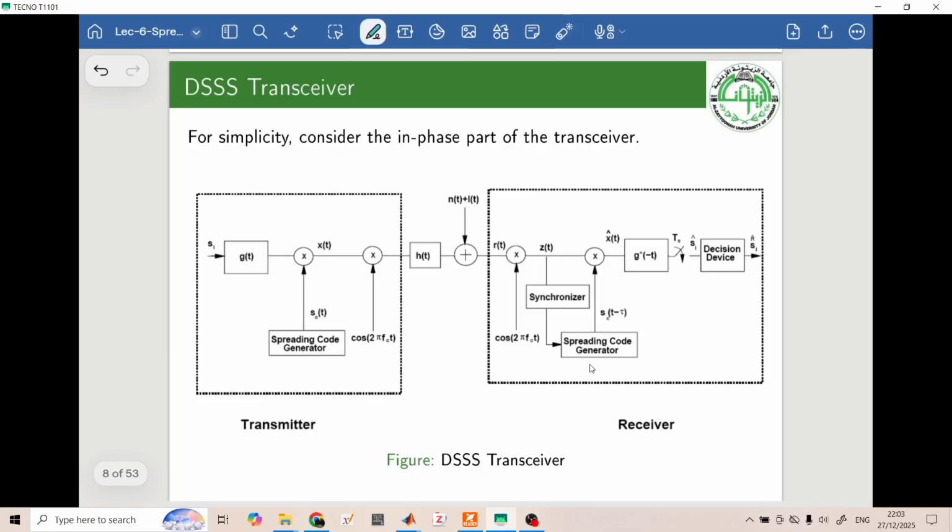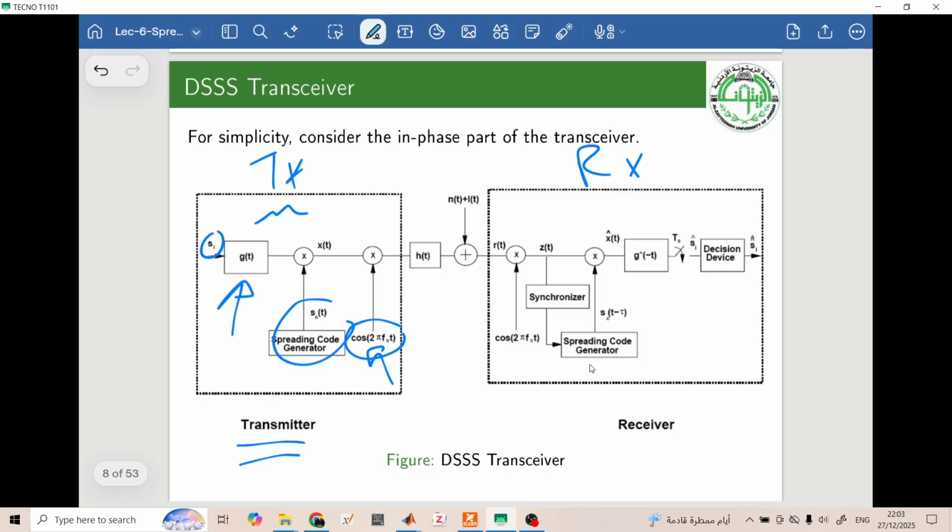The direct spread spectrum transceiver consists of a transmitter and a receiver. As is always the case, the transmitter is simpler than the receiver. We get the symbol that is mapped to some kind of pulse shape, right? And then we multiply this pulse shape. As we saw earlier, it was a simple rectangular pulse. We multiply it by the spreading code, and then we upconvert it or modulate it on the carrier signal here.